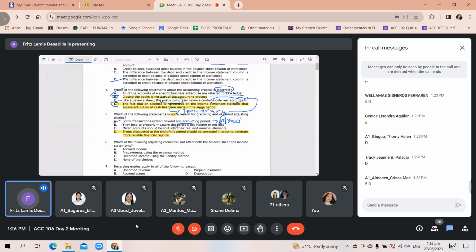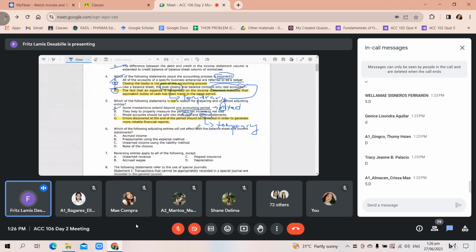Letter C, mixed account should be split into their real and nominal elements. Nominal elements, this is just another word for temporary. Again, another word for temporary. Ang nominal.